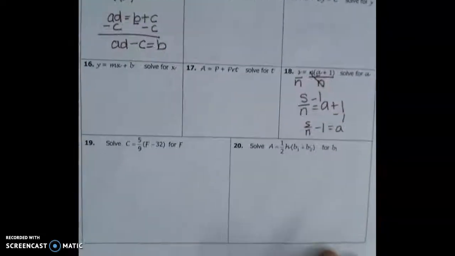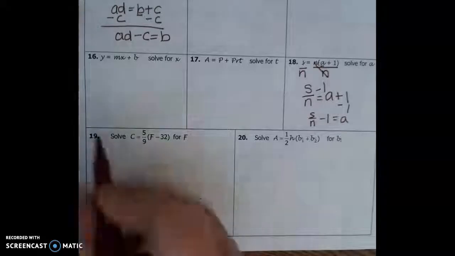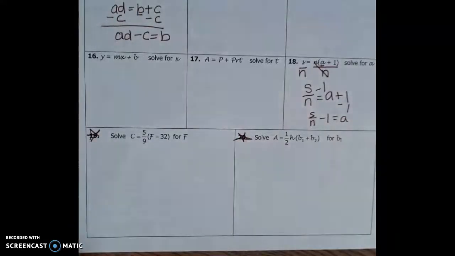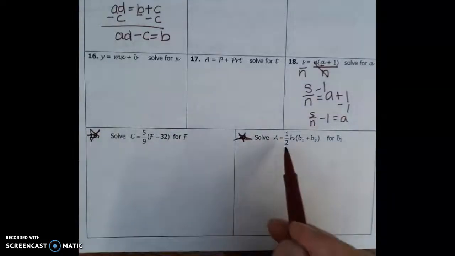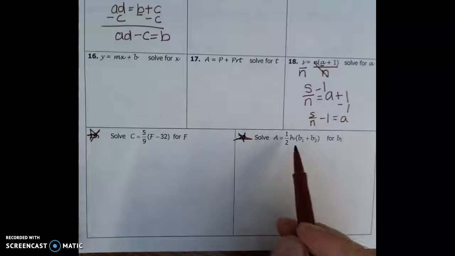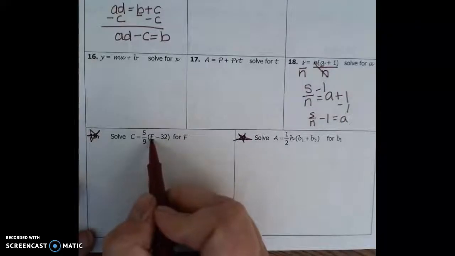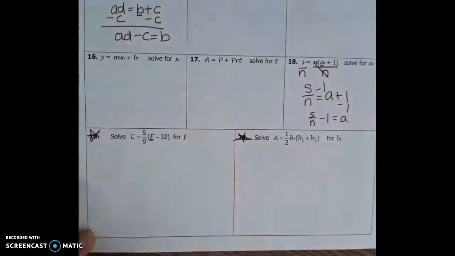All right, here's our last two that I want to show us. These are the ones I told you to star because I see these show up on tests all the time. They're very important ones to remember. It's our formula for Celsius and the area of a trapezoid. So for number 19, we want to get f alone. Here is f. F is inside the parentheses. That means we do that part last.